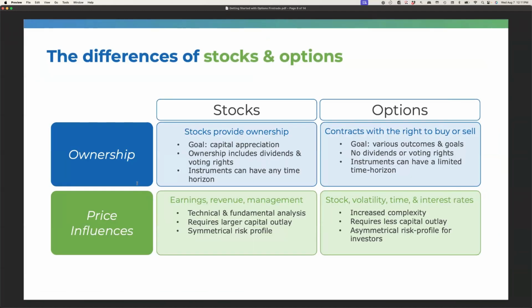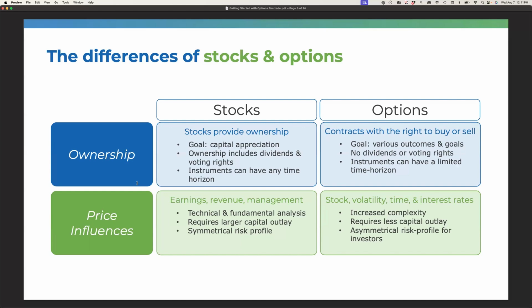So let's talk a little bit about the differences between stocks and options, because many of you that are interested in trading options today, you may currently have some experience trading stocks. So let's kind of think about the difference between the two, right? Because there are many similarities, but also at the same time, there are many differences.